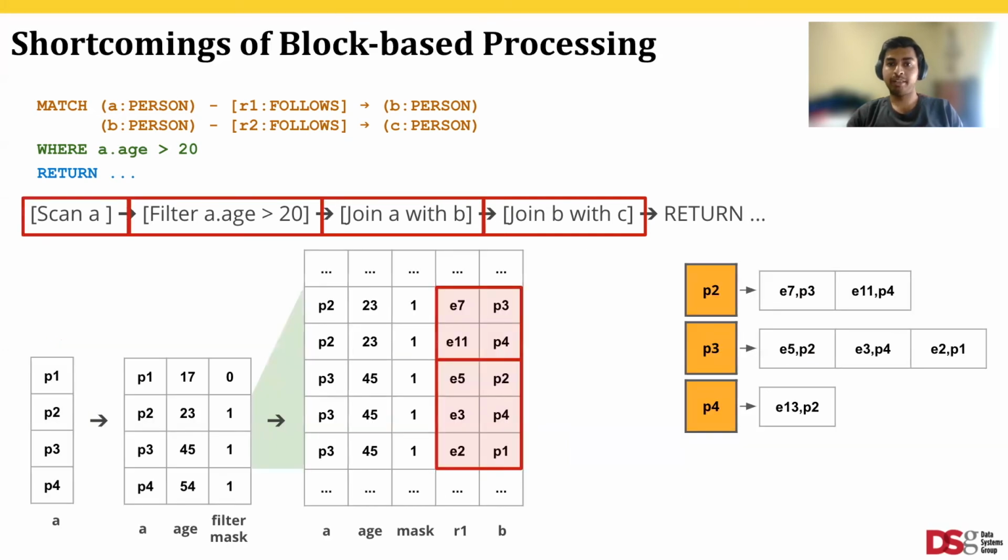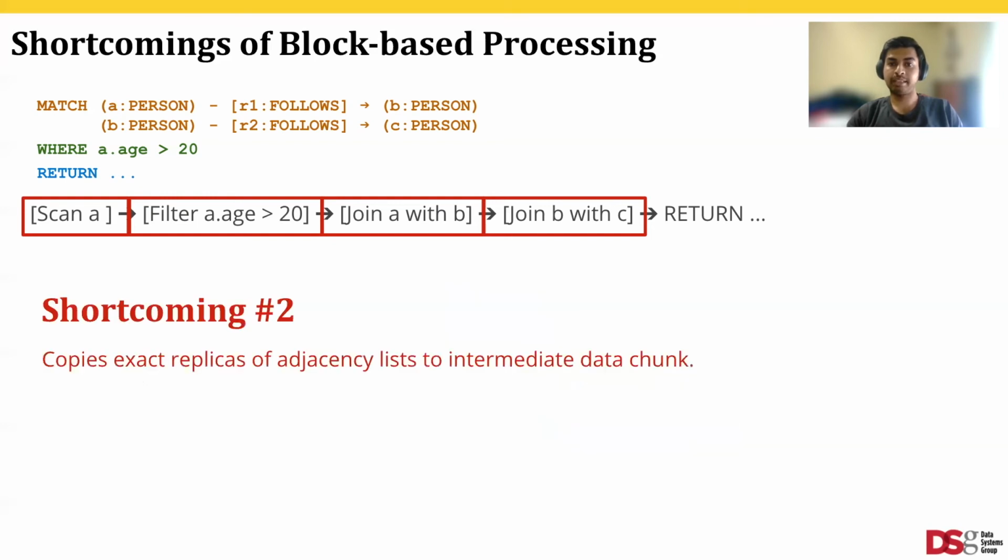Also, if we go back a bit, notice that the contents of R1 and B are exact replicas of adjacency lists P2 and P3 that are kept in memory for an in-memory graph database management system. Hence, we can prevent this materialization of adjacency lists. Therefore, the second shortcoming is that block-based processors copy exact replicas of adjacency lists in the intermediate data chunks.